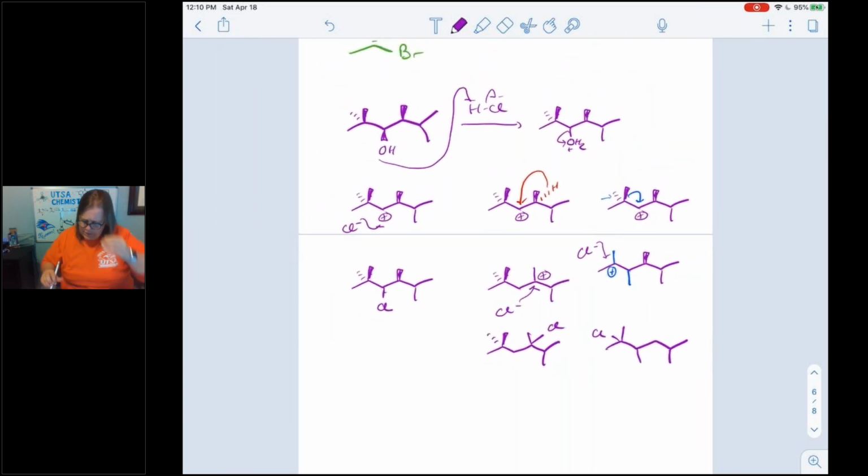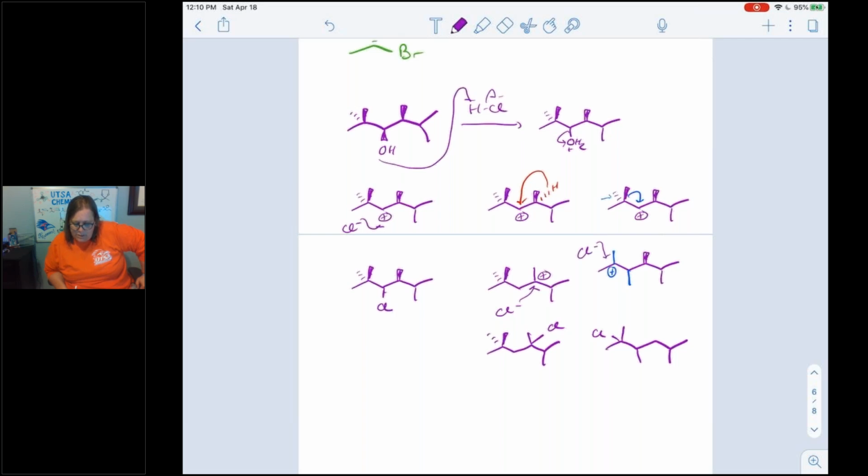Okay, and so anytime you form a carbocation, we didn't talk about this in chapters 7 and 8, but anytime you form a carbocation, if it's secondary, it can rearrange. I didn't want to drop that on you guys because you were already getting enough dropped on you that day or that week.